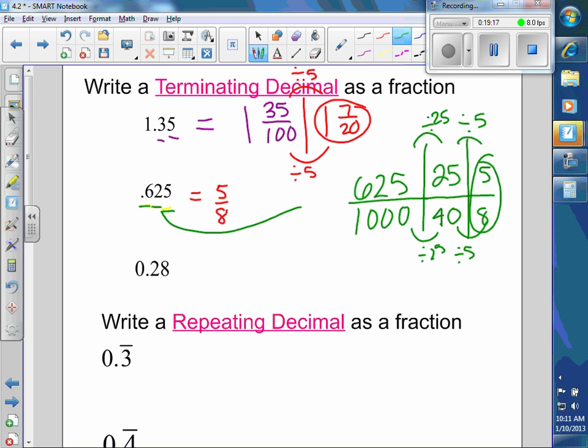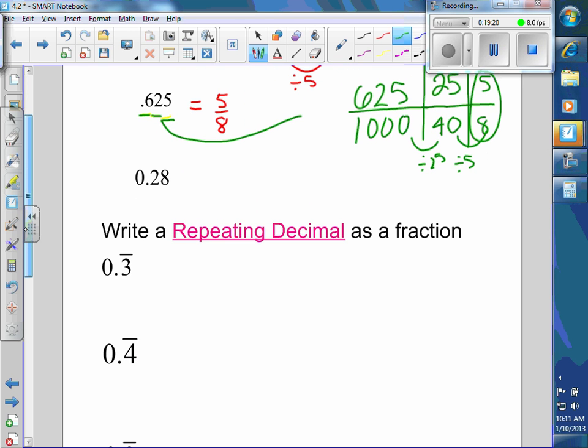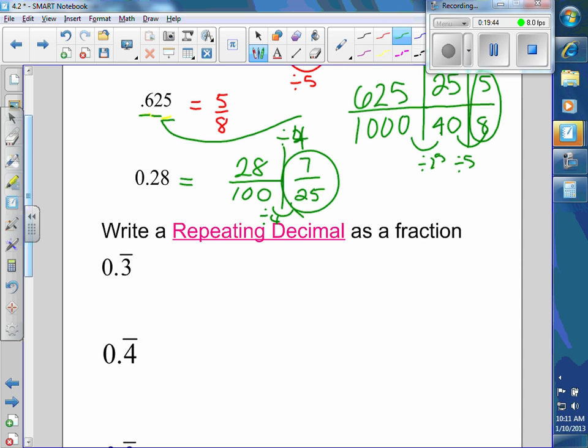Okay, Easton, say this number properly. 0.28. Right. So if you can say it in English, you can do the math. Divide by 2, or by 4. I'm going to divide by 4. So 7/25, right? Remember doing that?